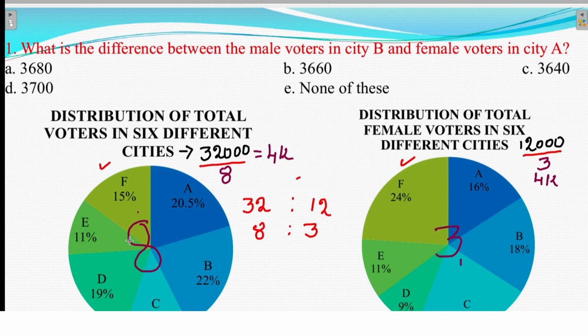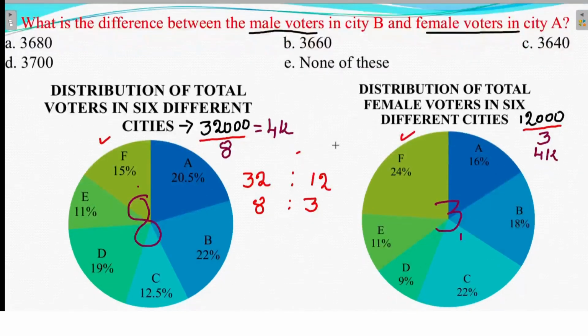So whenever you take any number multiplied by 8, you have to take it from the first diagram. For the second diagram, you have to take it as 3. Then how to solve? See this question. Now the question is, what is the difference between the male voters in city B and female voters in city A? I need to find out.